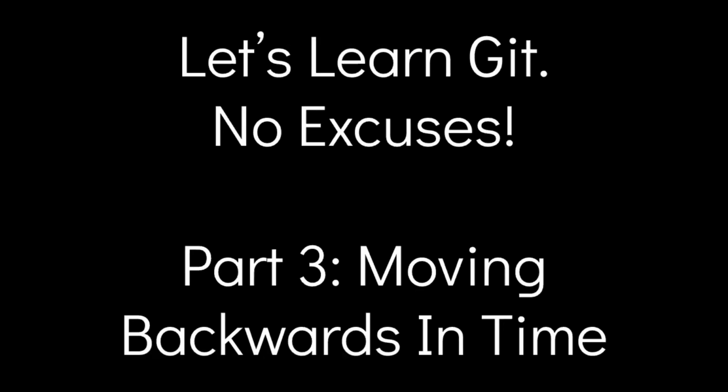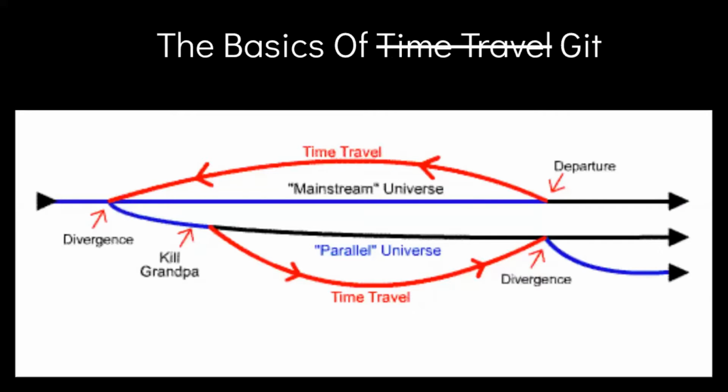No excuses. Here in part three, we're going to be moving backwards in time. And what I mean by that is, if you remember back to part one, if you watched that, I talked about how Git works kind of like time travel. We have this graphical, moving-forward-in-time number line we can think of. We can also travel backwards. It's one of the superpowers of Git.